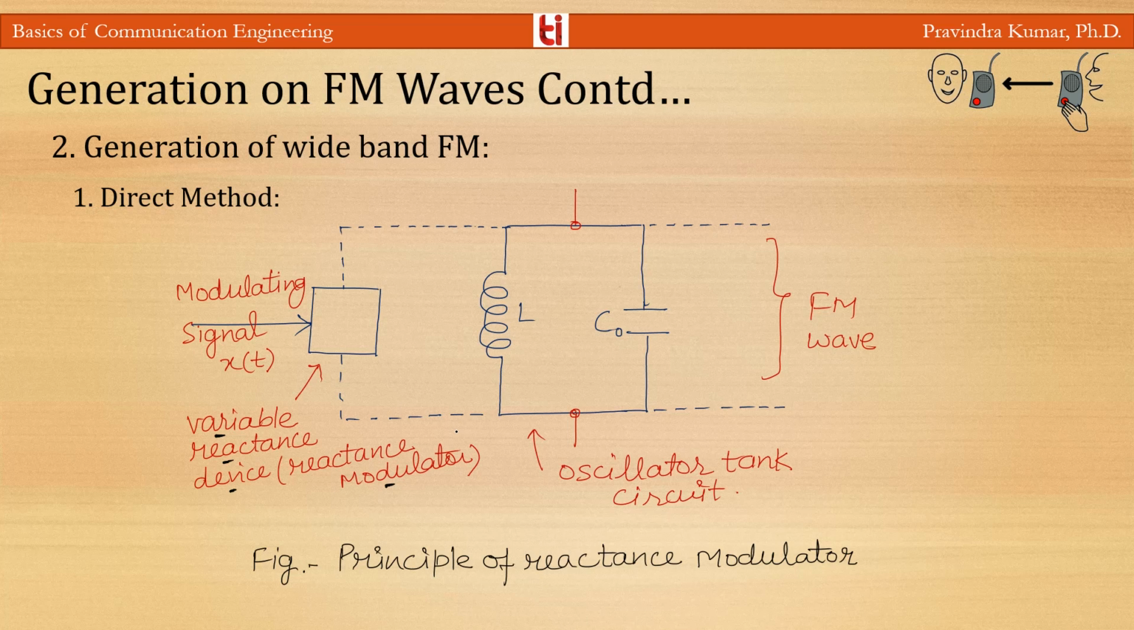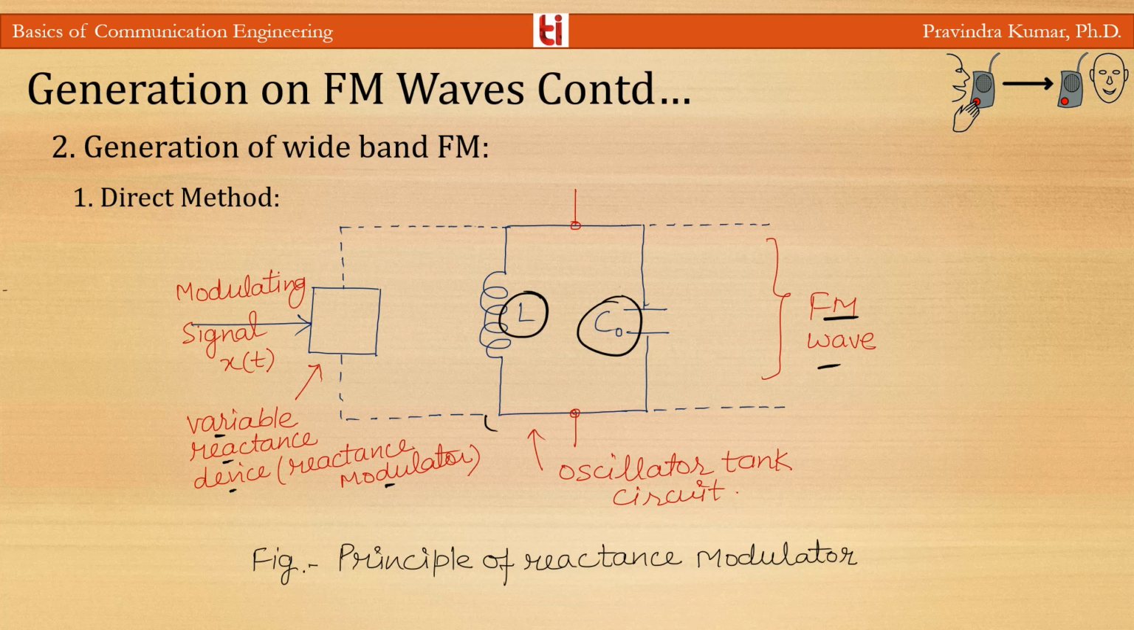And this is the tank circuit, the tank oscillator, which involves R and C0. C0 is the capacitance at time t equal to 0, and at the output of this tank we will have the FM wave. Here, if the L or C of the tank circuit of an oscillator is changed in accordance with the amplitude of the modulating signal, then FM can be obtained across the tuned circuit as you can see on your screen.